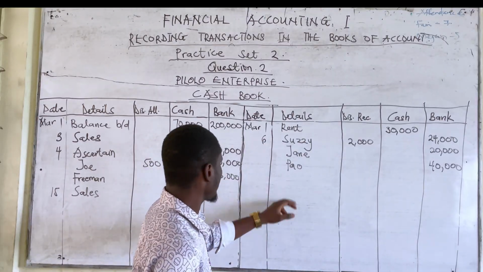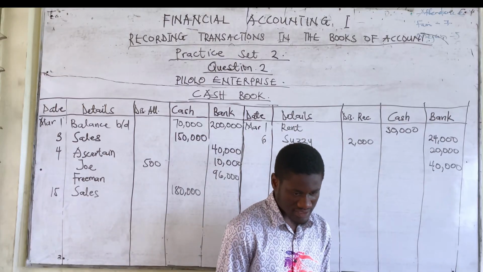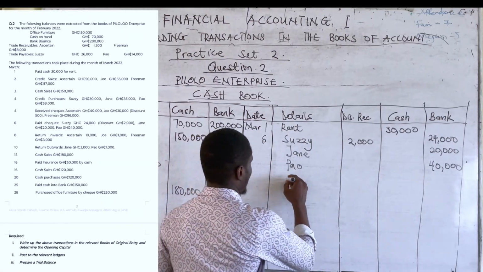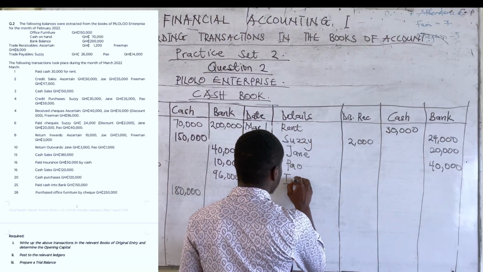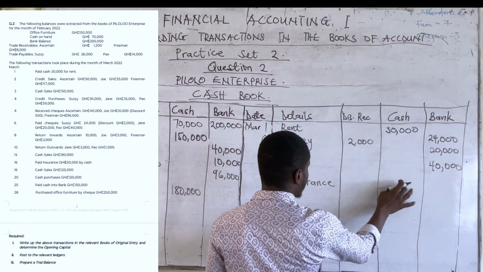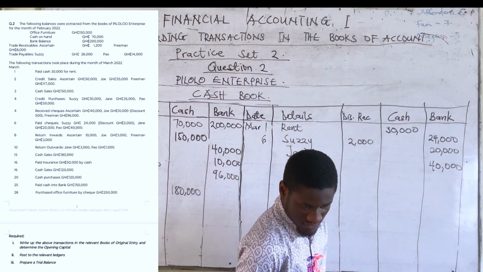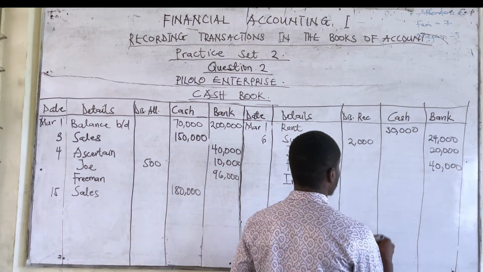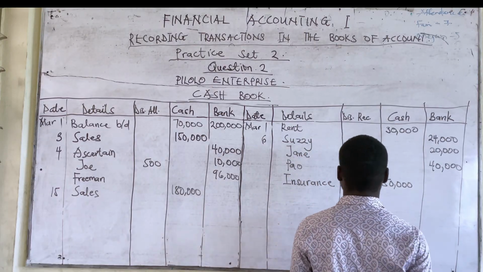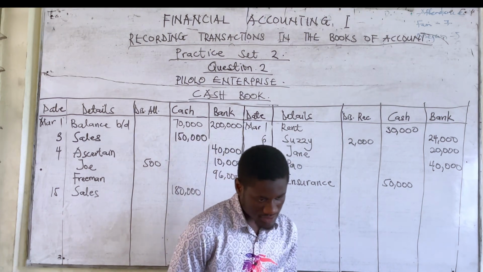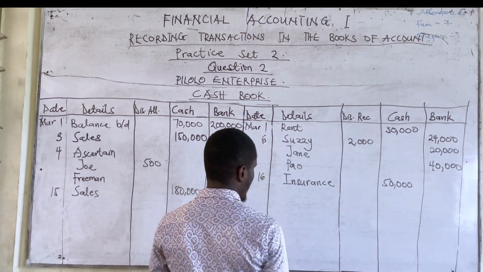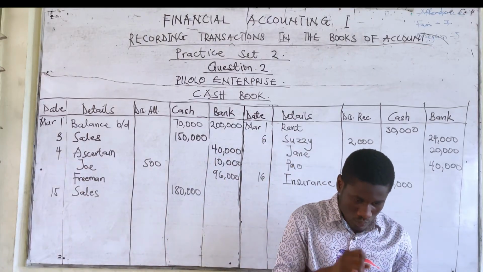Good. So with this, it says paid insurance by cash. That means that our cash is what? Decreasing. So we are crediting the cash. And the amount involved here is what? 50,000. Good. And the date was 16. Good. We move to the next one.